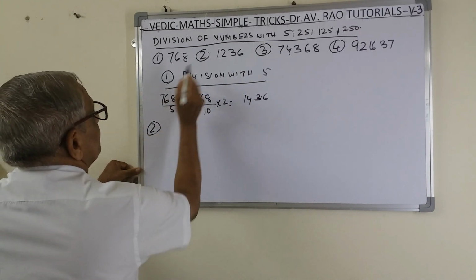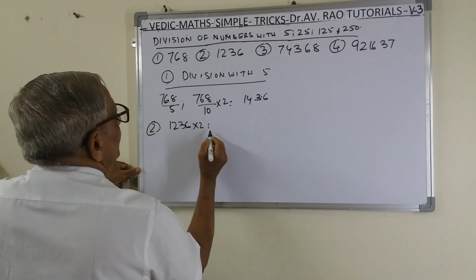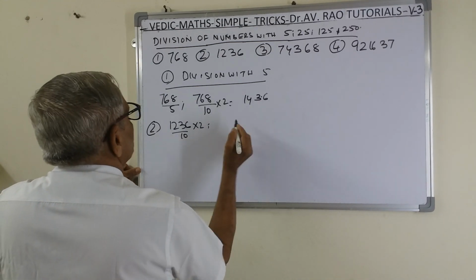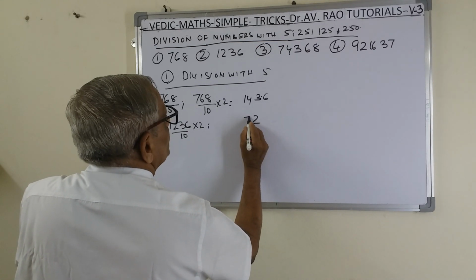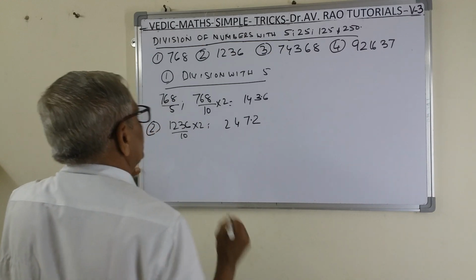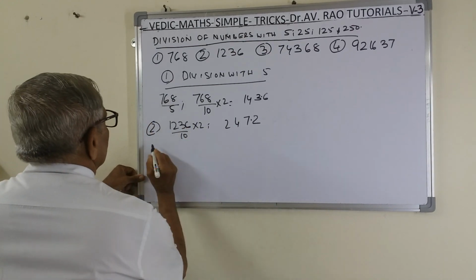Second, let us take up 1236. Simply multiply it by 2 and put a dot after one digit. So this is 2, 7, 4, 2. Simply put a dot here. So this will be the answer.